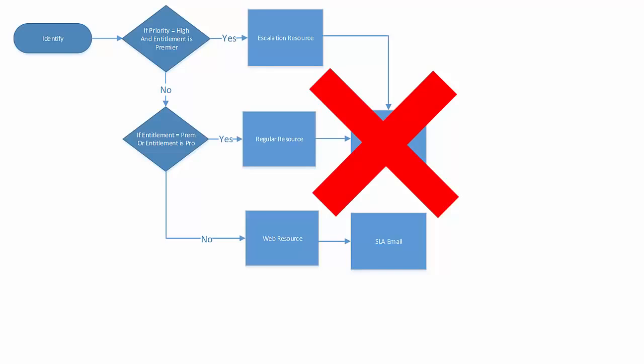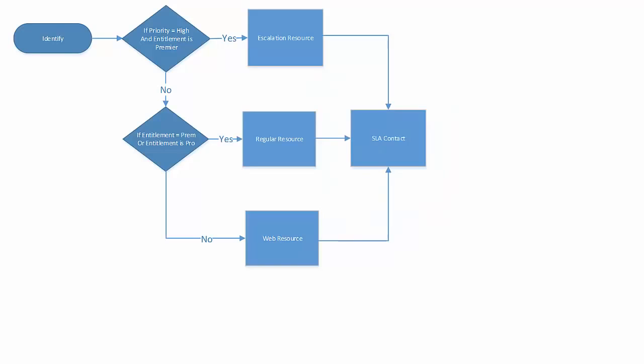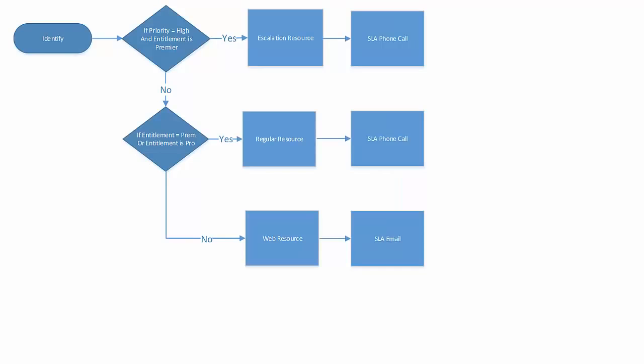So we could do a couple of things here. We could simply merge the events to a single SLA contact stage. However, this doesn't allow us to specifically choose to create a phone call or email as the requirements suggest. What we need to do is duplicate a little effort for both the escalation resource and the regular resource stages.